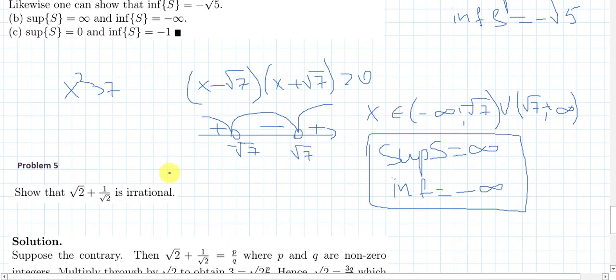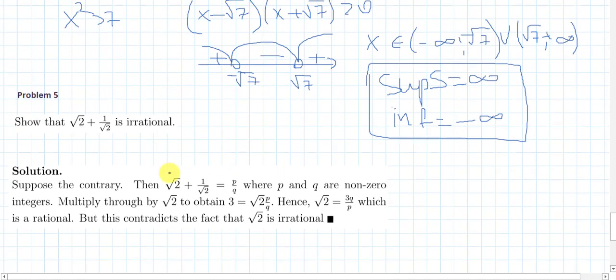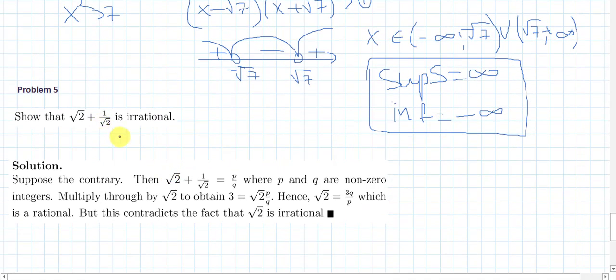Okay, I think it's clear with supremum and infimum. And now, show that square root of 2 plus 1 over 2 is rational. And how can we show it? So let's suppose the contrary, and it means this is rational, not irrational, rational. So we can define this number as p over q, where p and q are non-zero integers.